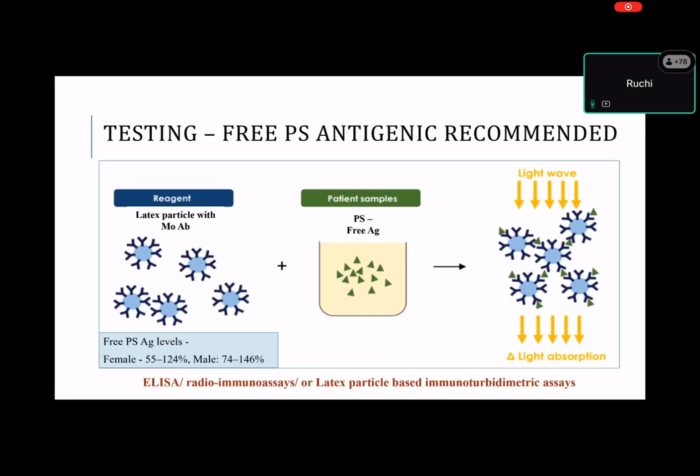So the principle is something like this: you have a latex particle with monoclonal antibody against the protein S. You incubate that with the antigen, the protein S which is there in the patient plasma. The more binding there is, the more turbidity there will be, and the light absorption will be proportionate. So this is how your protein S antigenic testing is being done. I have purposefully removed the clot-based slide, but again, if it is done, it is done in a similar manner as we do for protein C.